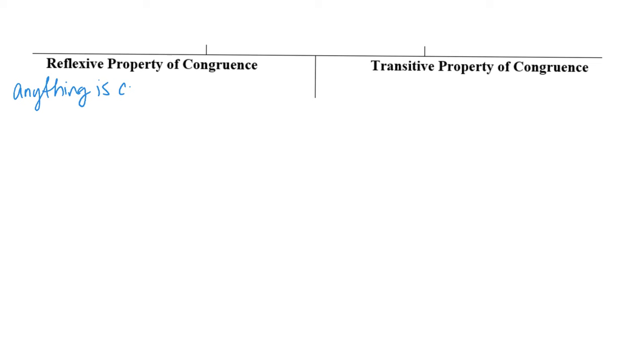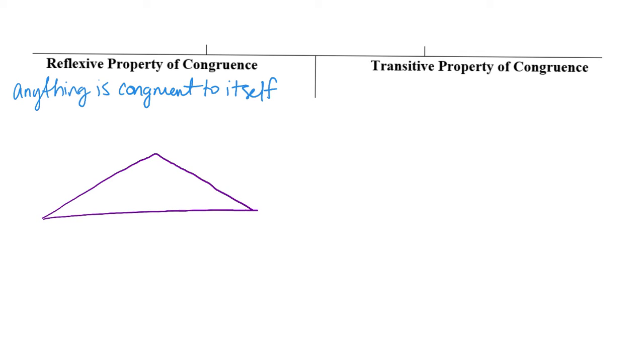is congruent to itself. So what that'll look like, and this is where we're going to use it a lot, is triangles. Say we have 2 triangles. We would be able to say that RT, which is this line right here, is congruent to RT.